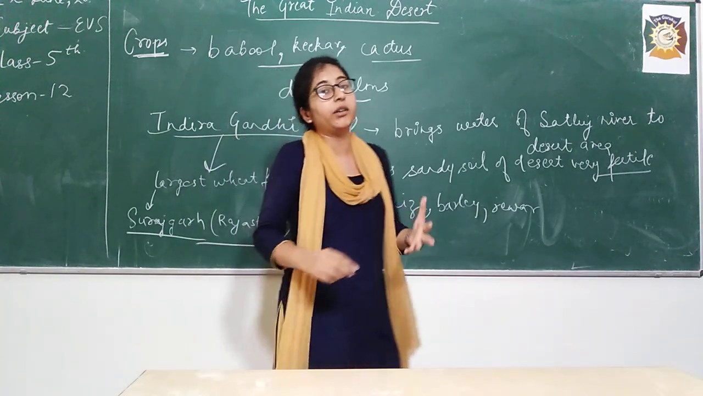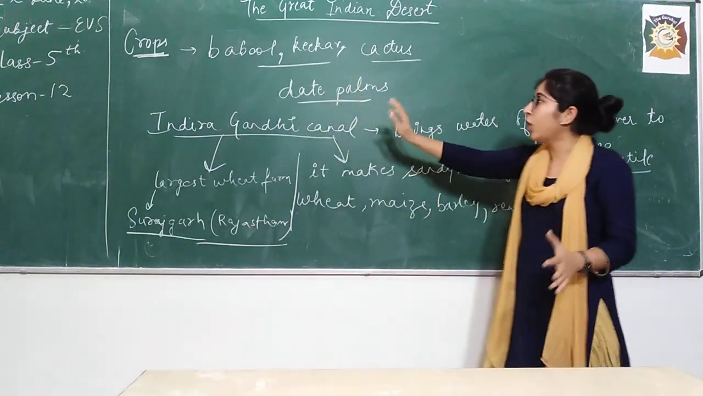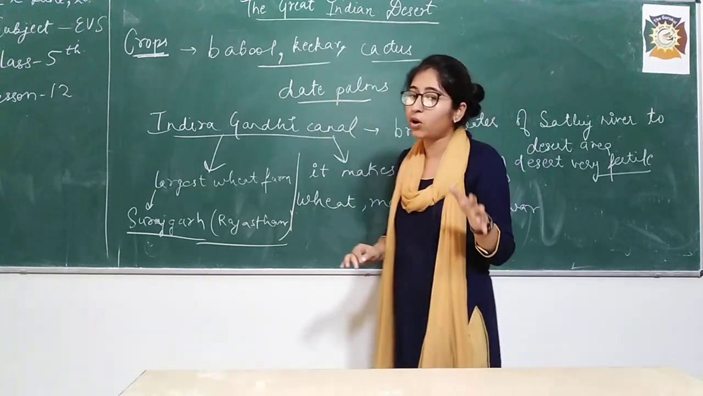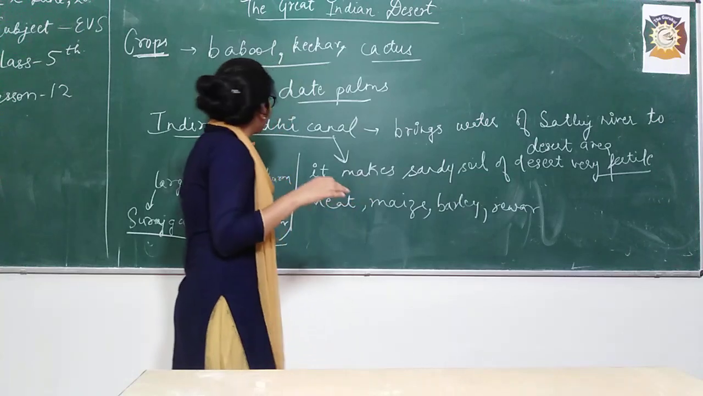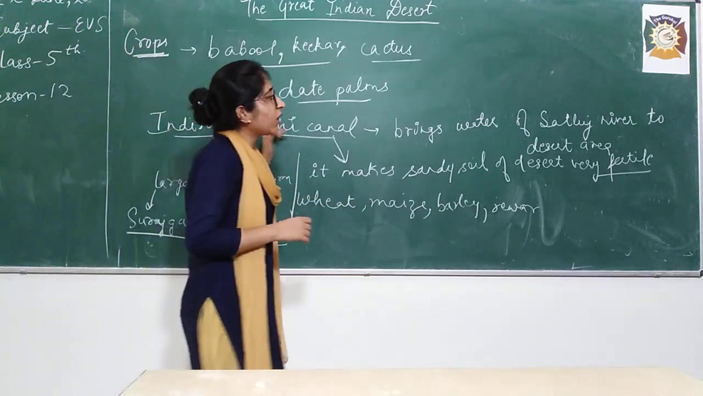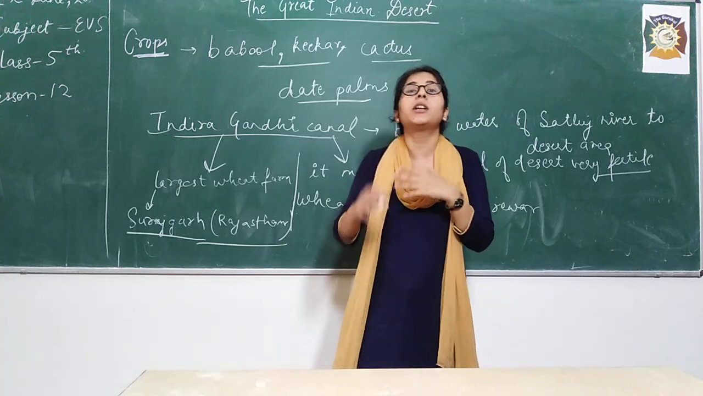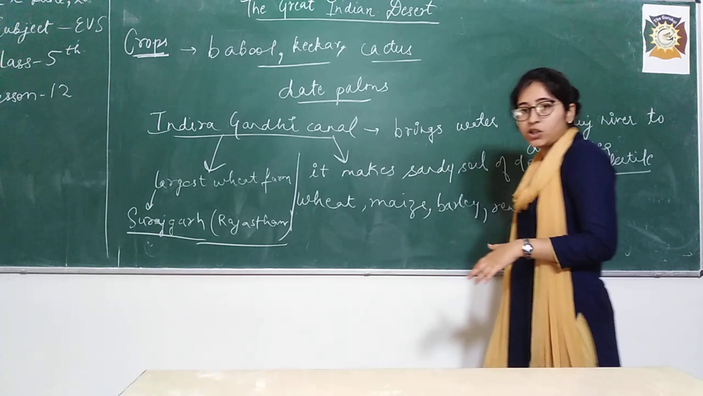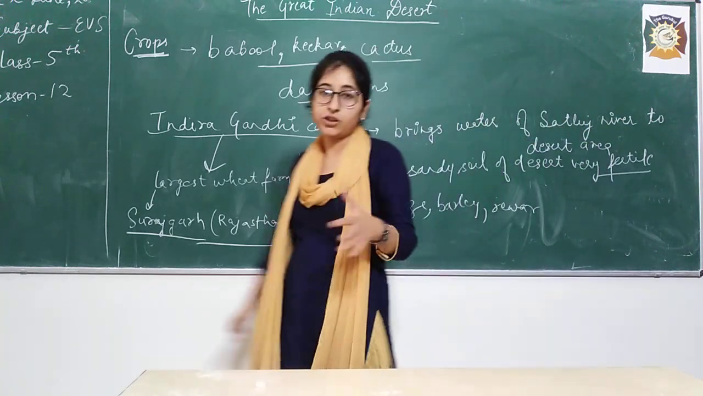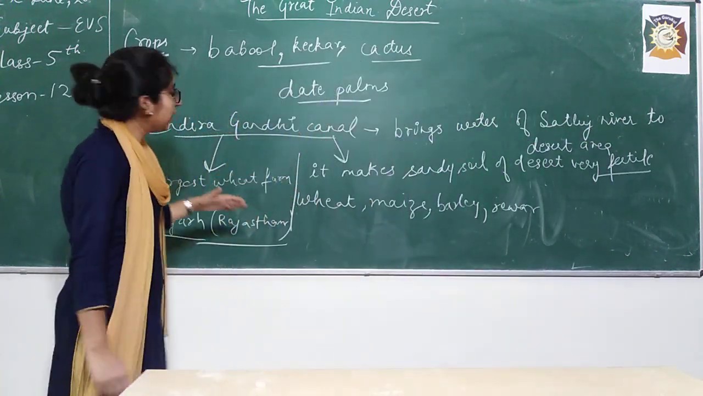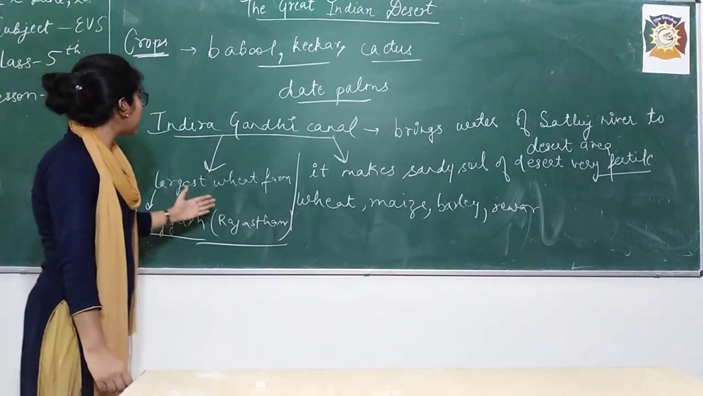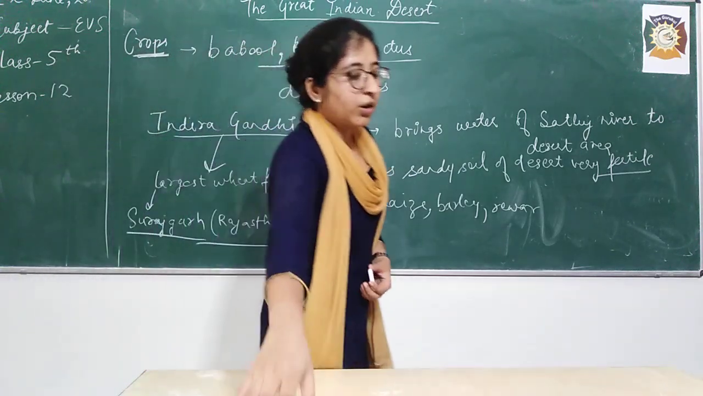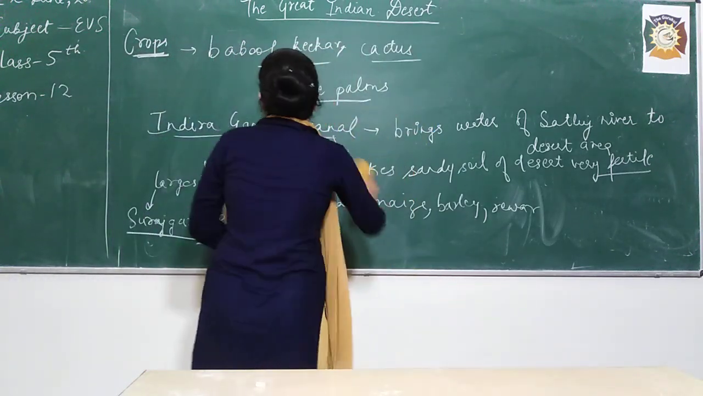This is the interesting point that we started with, the crops, right? Normally these thorny bushes and date palms are grown near oases. But after getting water from the Indira Gandhi Canal, which brings water of the Satluj to the desert area, the soil becomes so fertile that it is normal to grow crops like wheat, maize, barley and jowar, right? Bajra is also there. And it becomes so fertile that the largest wheat farm is located at Surajgarh, Rajasthan. Okay?